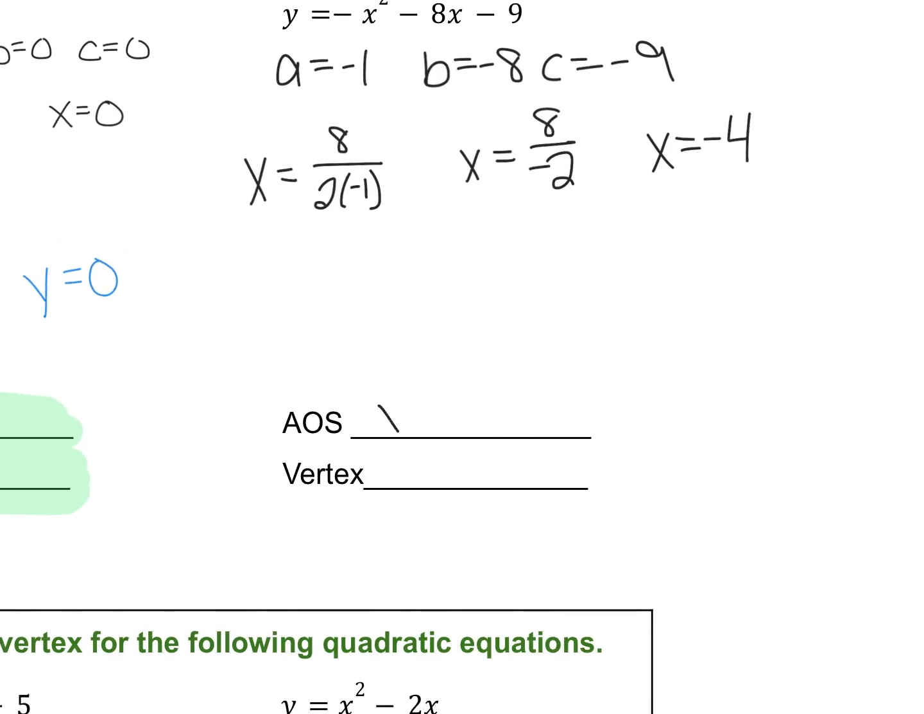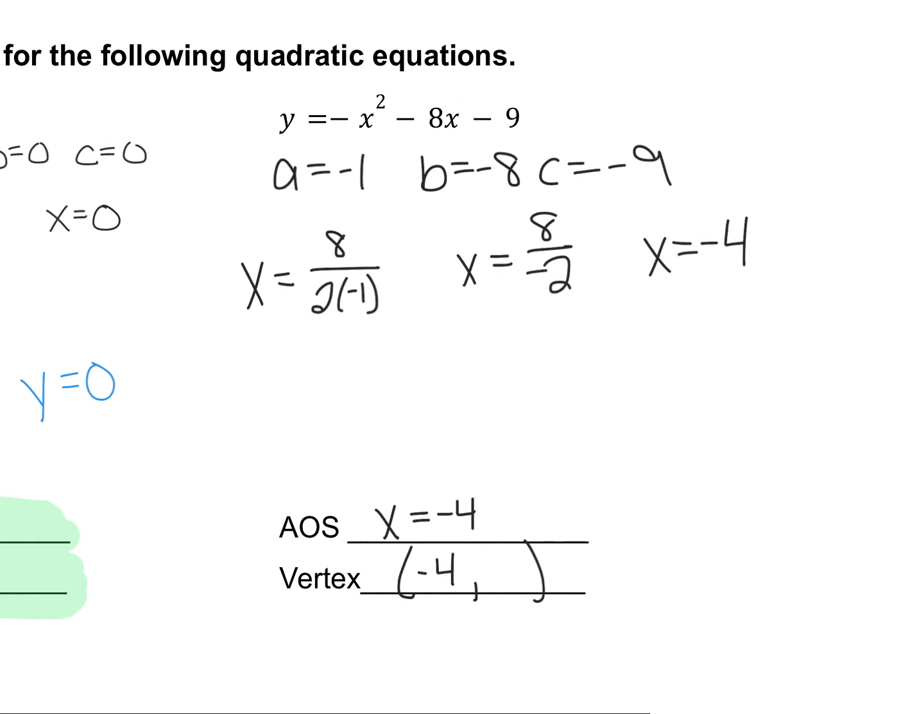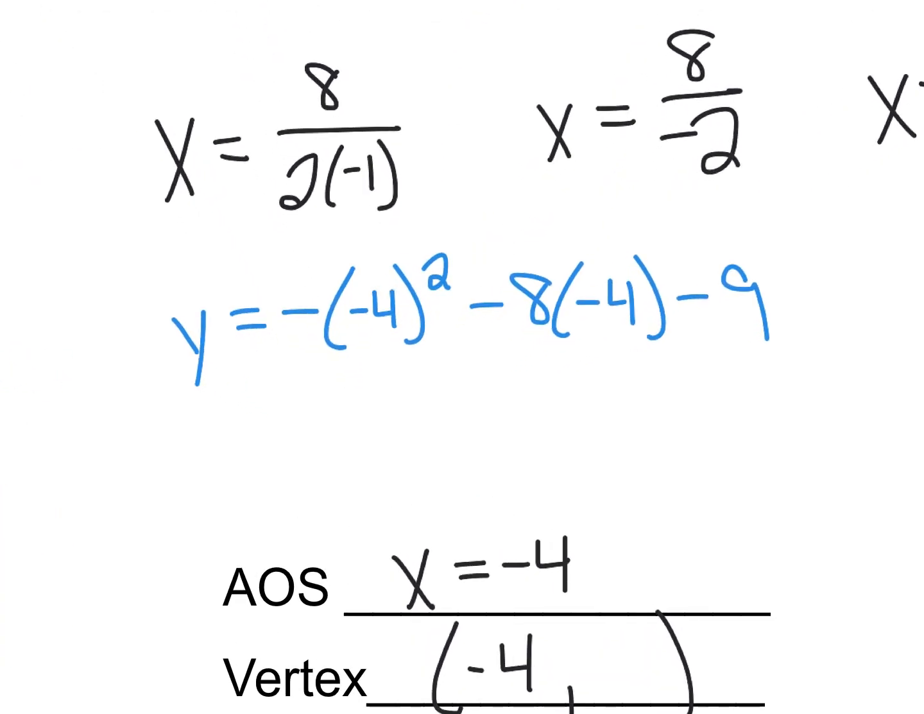So let's go ahead and write our axis of symmetry in the first part of my vertex. Okay, and now we get to go ahead and substitute that negative 4 in. Ooh, make sure we're careful. So we have y equals negative 4 to the second minus 8 times negative 4 minus 9. Okay, make sure you're super careful with this. Okay, let's do negative 4 to the second power first. That'll give me a positive 16, but we still have that negative out front, so it'll be negative 16.